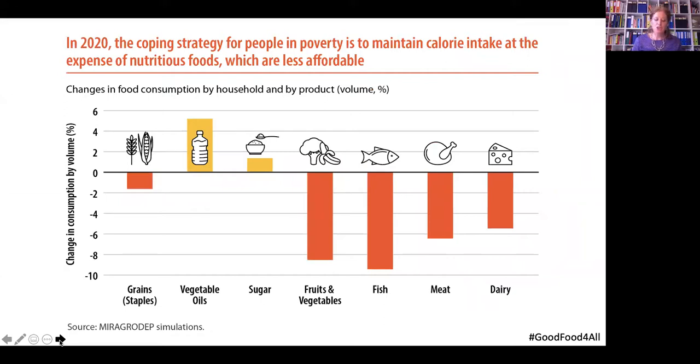Indeed, the first coping strategy for people who have lost their income is to maintain calorie intake, but to eat less healthy food, which is generally more expensive. As you can see from this graph, while the consumption of vegetable oils and sugar, a source of cheap but poor quality calories, has increased by 5% this year, the consumption of fish is down by 10%, and the consumption of fruits and vegetables is down by 9%. And this really confirms the problems highlighted by Maximo and the SOFI report on the current unaffordability of healthy diets.